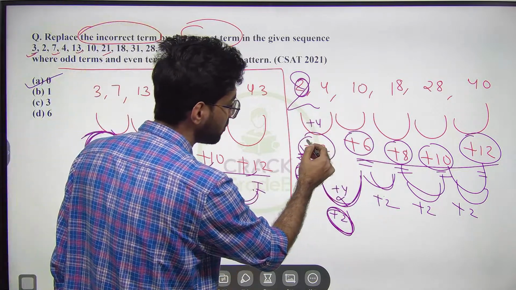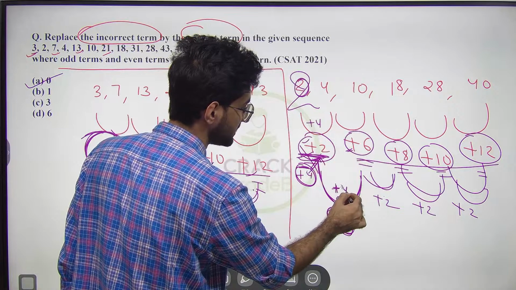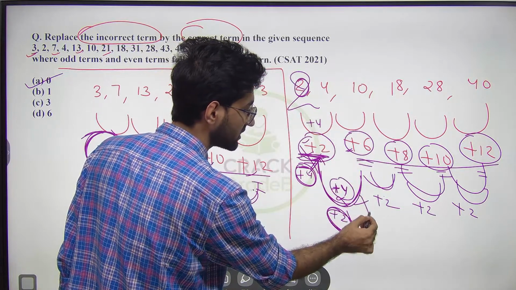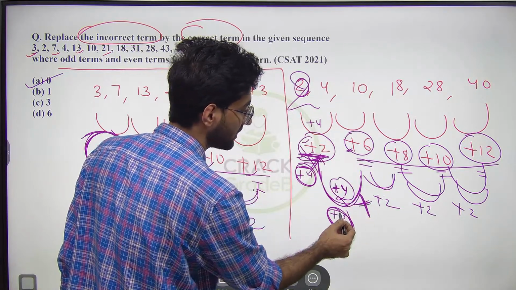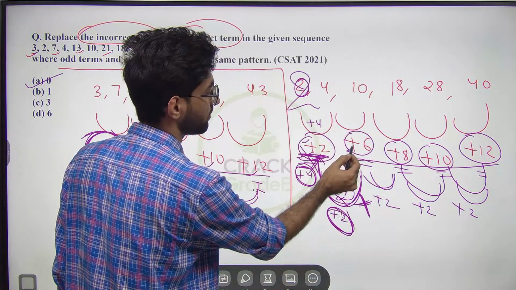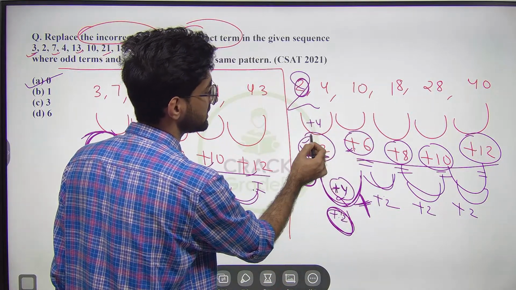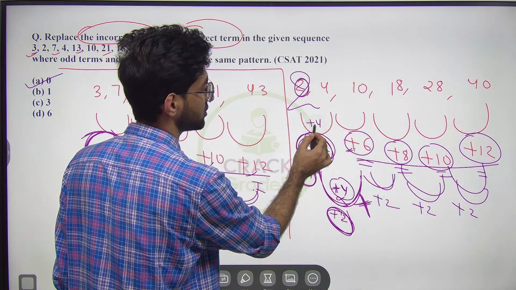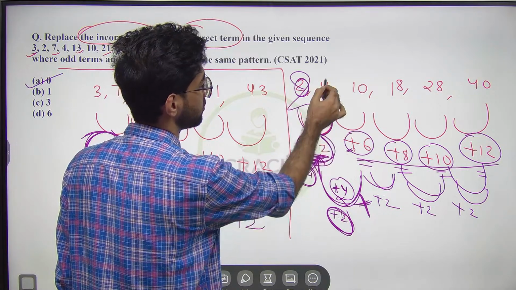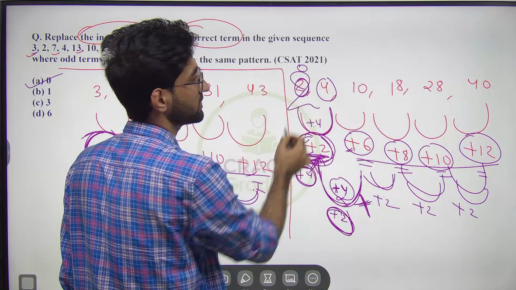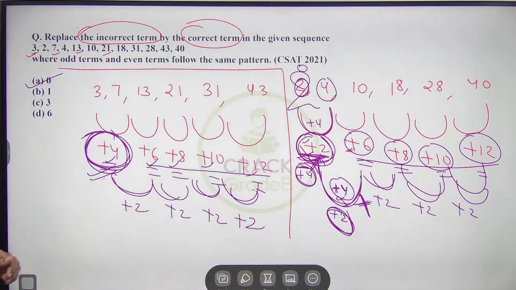So, if you look at plus 2 and plus 6, the difference here was plus 4. But this was not acceptable, right? Plus 2 difference should be here. So, if plus 2 difference should be here, then instead of plus 2 at this point, plus 4 should be here. And if this is plus 4 and this number is 4, then this number should be 0. So, 0 is the correct answer.